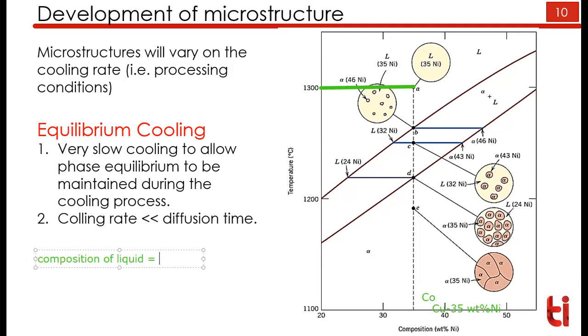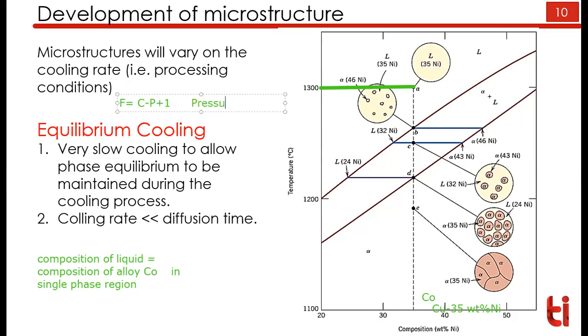That will be equal to what? The original composition of the alloy. So the alloy composition is basically C naught in the liquid, and it is a single phase region. Now to find the degree of freedom in that region, F is equal to C minus P plus 1, because pressure we consider as 1 atmosphere, so in place of 2 I'm taking 1.